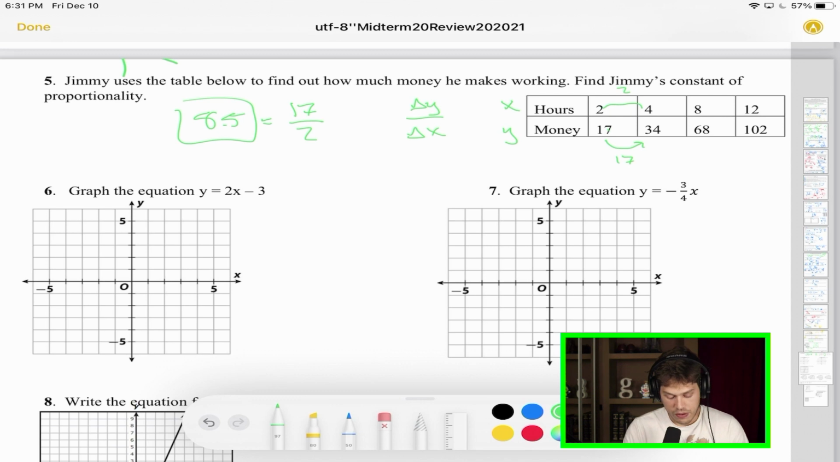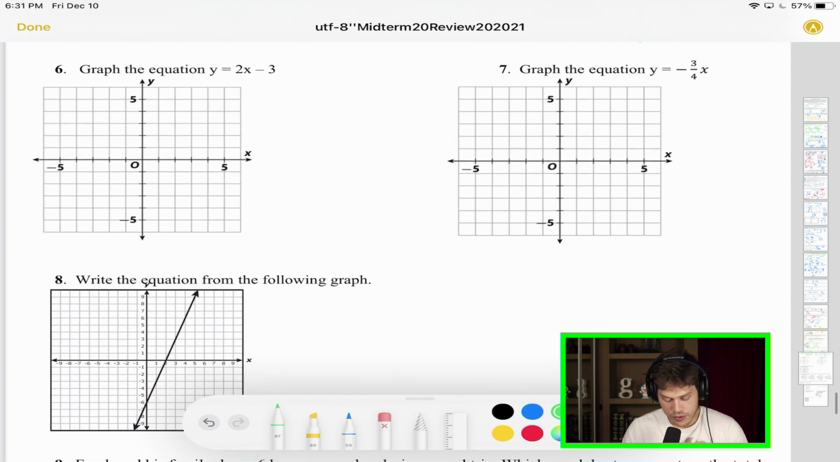So graph this equation. Number 6, y equals 2x minus 3. So this minus 3 is our y-intercept. So we're going down 1, 2, 3. This is where we're going to cross our axis. And then our slope is 2. That means we rise 2 over 1. Rise 2 over 1. This is our slope here. So this is what this graph is going to look like.